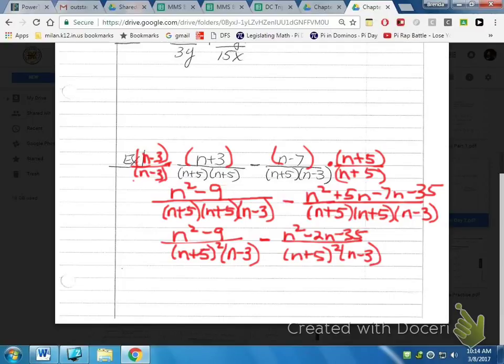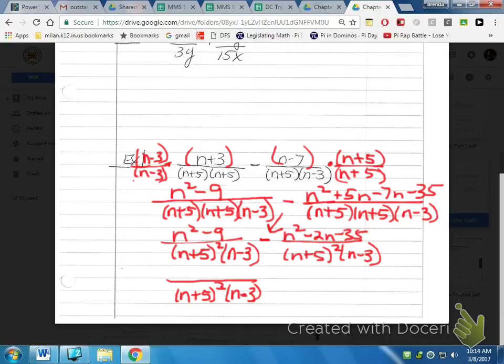Now it's time to combine the numerators. Here's the part I don't want you to mess up on. This right here, that is a minus. Please don't forget that. So I'm going to do this. My denominator, n plus 5 squared, n minus 3.